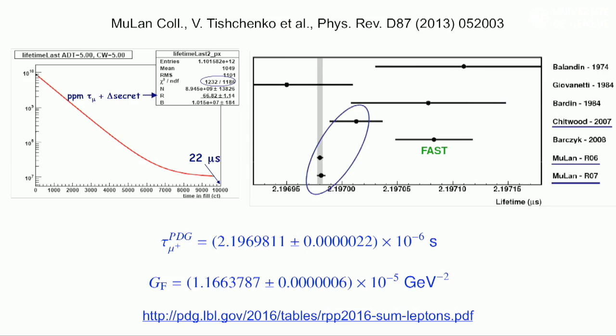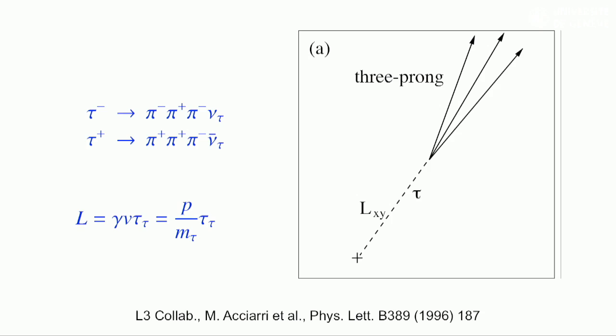The MuLan collaboration finds a value of 2,196,980.3 plus minus 2.2 picoseconds. These results dominate the global average of the Particle Data Group. This gives a value of the Fermi constant accurate to 0.6 parts per million.